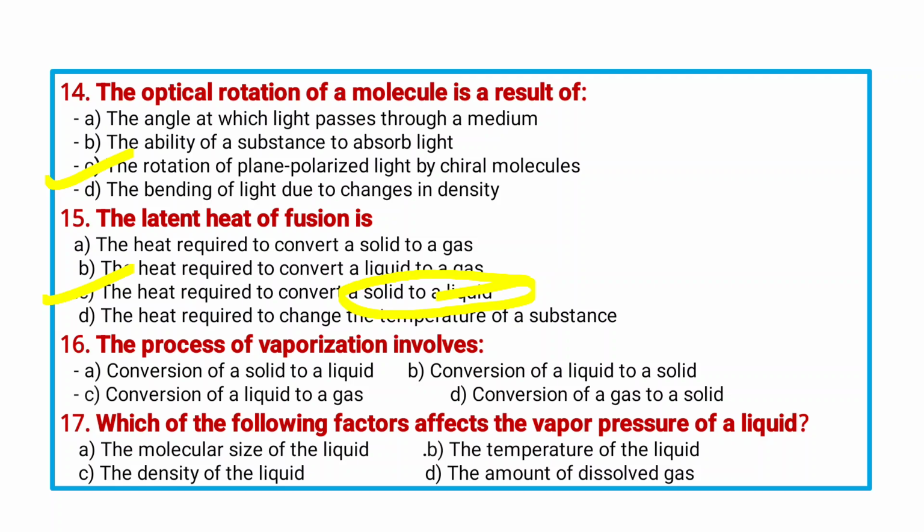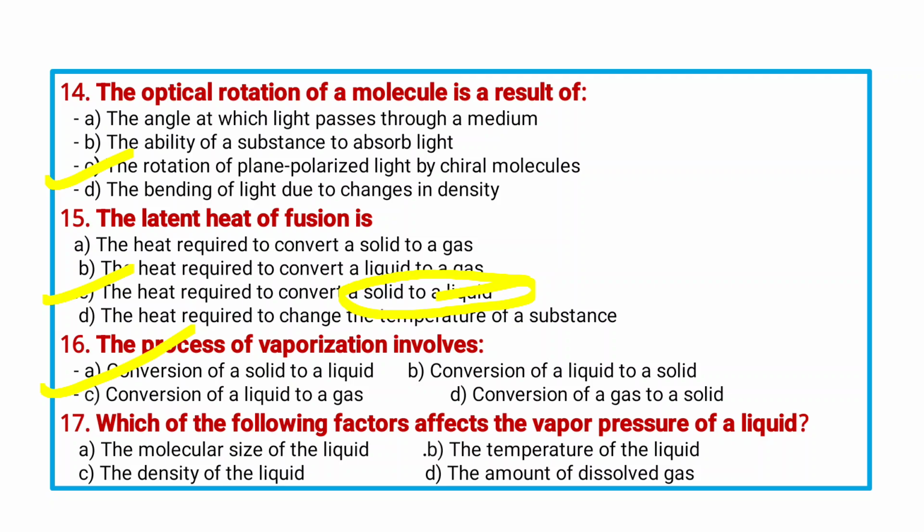Next, the process of vaporization involves, option A, conversion of solid to liquid. B, conversion of liquid to solid. Option C, conversion of liquid to gas. And D, conversion of gas to solid. So option C is correct: conversion of liquid to gas. Vaporization or evaporation. When we heat a liquid, it gets converted to vapors or evaporates. It is called vaporization.